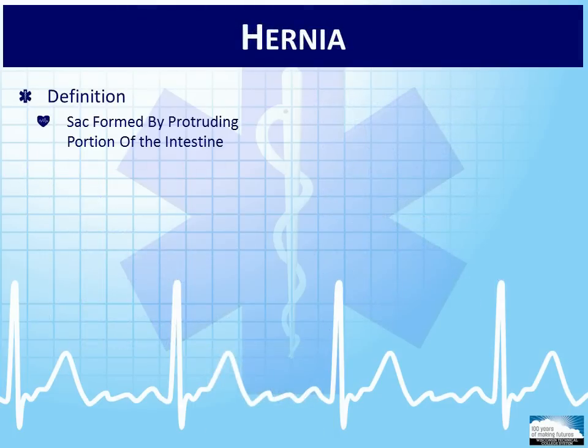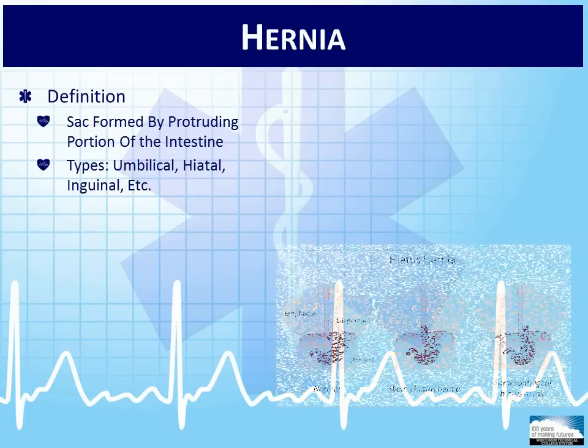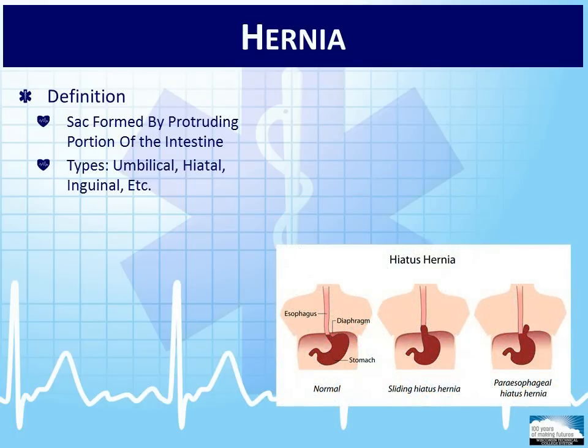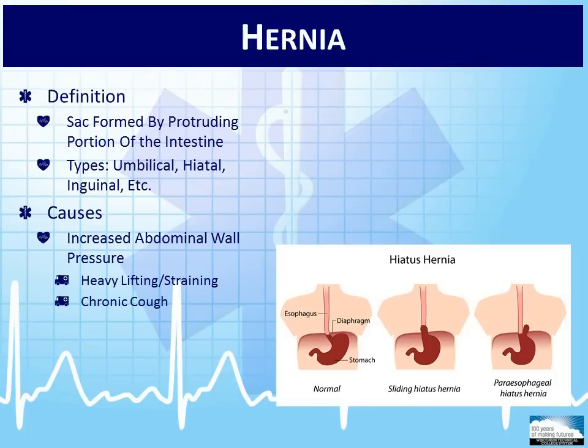A hernia is a sac that forms when a hole or weak area in the muscle layers of the abdominal wall allows a portion of the intestine to protrude. A few types of hernias include umbilical hernias, hiatal hernias, and inguinal hernias. Hernias are routinely caused by conditions that increase pressure on the abdominal wall. Some of these conditions include heavy lifting or straining, a chronic cough, peritoneal dialysis, and undescended testicles.